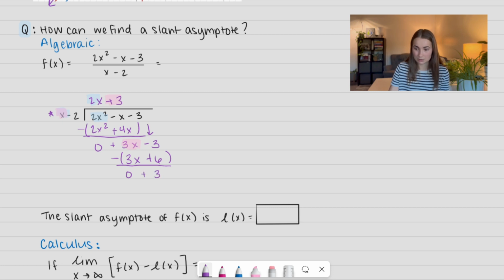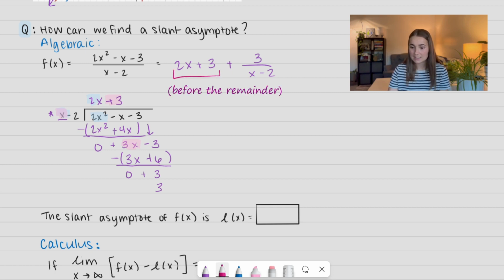And so this is just equal to 3, right? That's our remainder. We can't multiply x into it. And so now how I would write this is I would have 2x plus 3 plus 3 over the denominator, so x minus 2. This is where we find the slanted asymptote. It is whatever we have right here. And so the slanted asymptote of f of x, we write it as L of x is equal to 2x plus 3. So how do we do this with calculus?